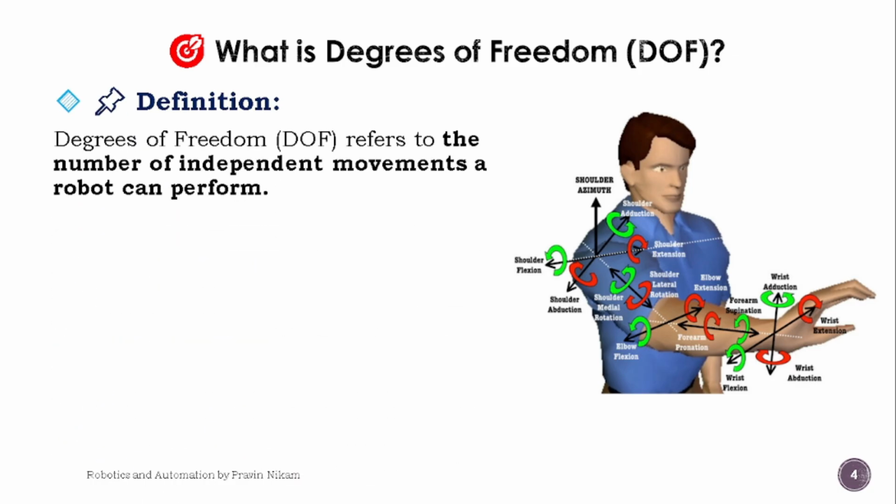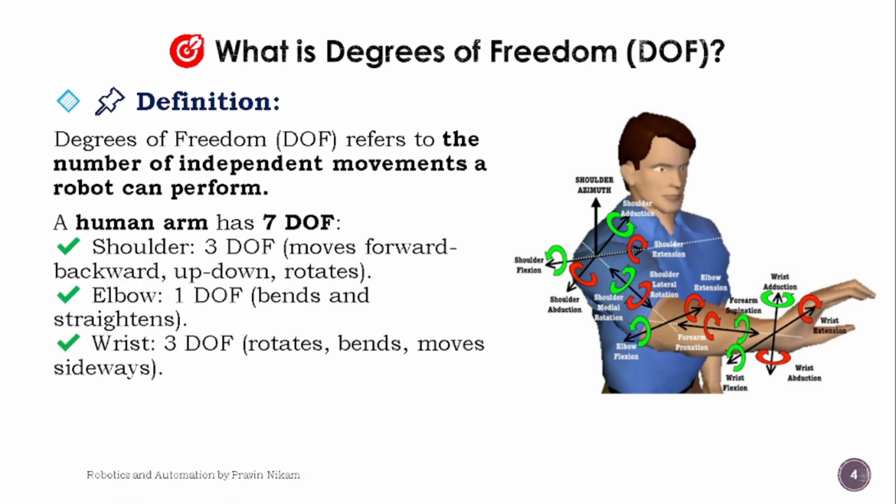Definition: degrees of freedom refers to the number of independent movements a robot can perform. A human arm has 7 degrees of freedom. The shoulder has 3 degrees of freedom. It moves forward, backward, up and down, and it can rotate. Also, the elbow has 1 degree of freedom.